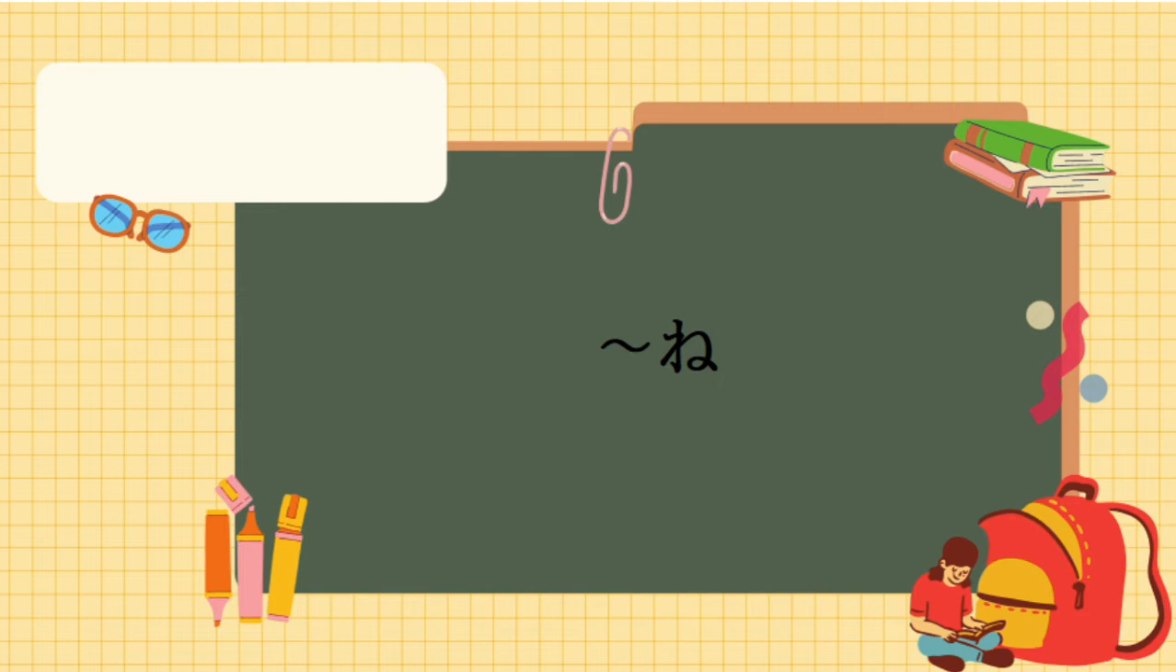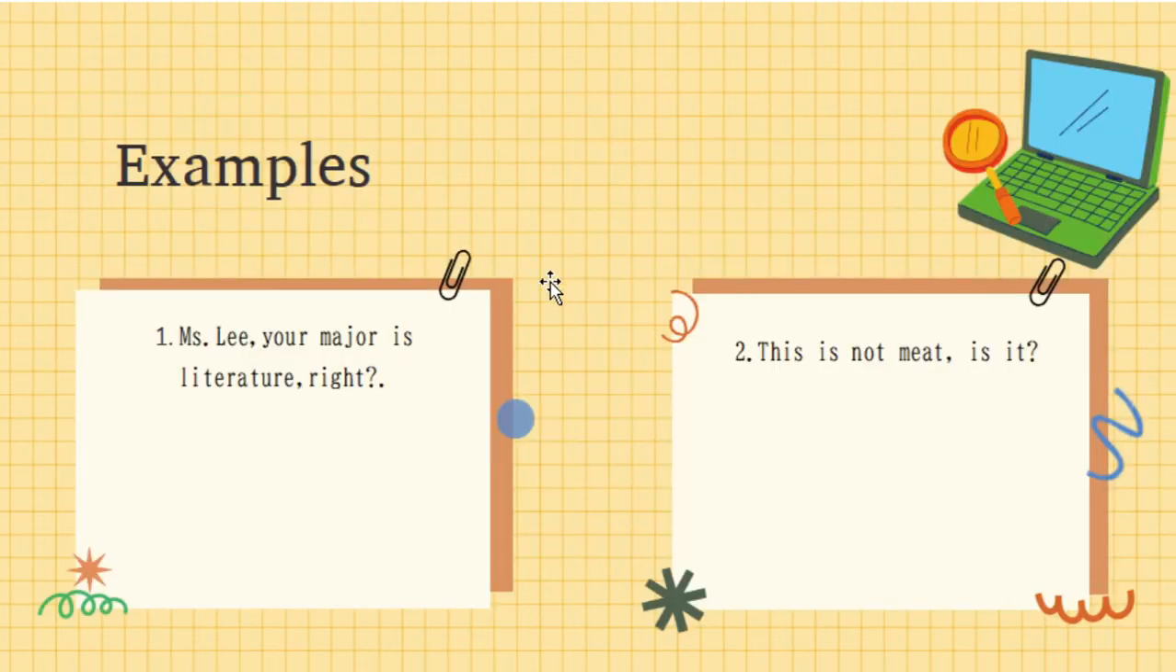particle ne. Okay, class. The particle ne, class, is used if you want someone to agree with you. If you want someone to agree with you, you will use the particle ne. Okay, for example, we have here the chotto matte. Okay, so this one. Miss Lee, your major is literature, right? Okay, so how will we translate this one?